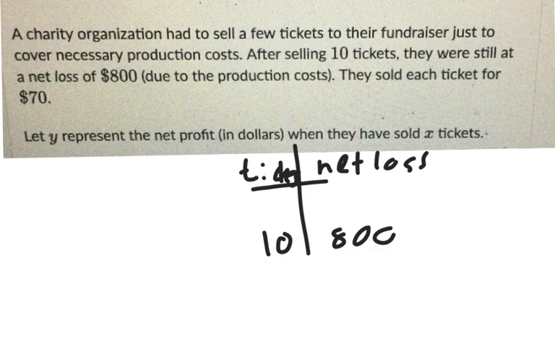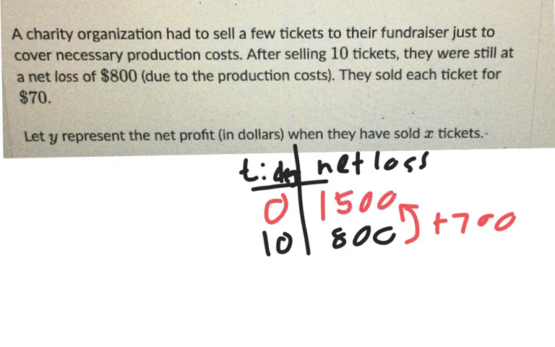So that tells me that we were selling tickets at $70 each. So 70 times 10 means they've already made $700. So if I back up, when they had sold 0 tickets, their loss would be 700 more. Would be at 1,500. So here the y-intercept would be 1,500.